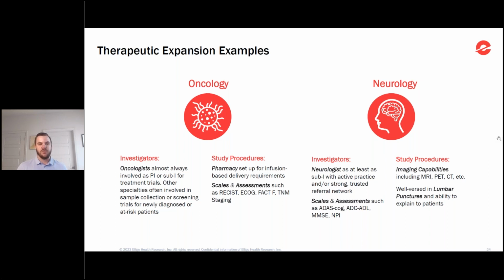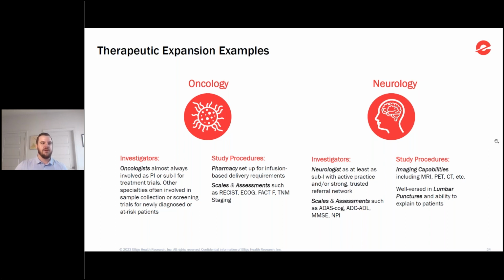And hopefully that neurologist would have an active practice, right, where they're seeing a wide variety of different patients with different neurological conditions. Or failing having an active practice, your site, your clinic has a strong and trusted referral network for patient referrals for these trials. But again, typically we see, especially in the more severe disease states within neurology, that sponsors would want a neurologist to serve at minimum as a sub-I, right?